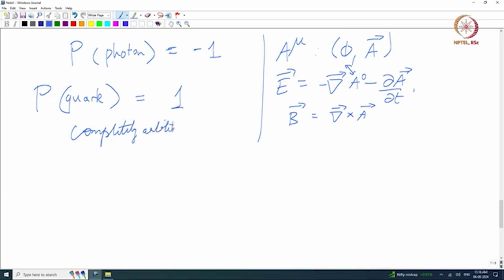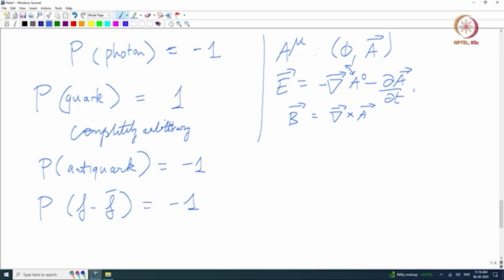Okay, there is no underlying physics to fix this. So, in the same breath I am going to say that the intrinsic parity of an anti-quark is -1, because what we can actually fix is the combination of a quark anti-quark, or for that matter the combination of a fermion anti-fermion pair. This is how we generally write F F-bar, that is -1.